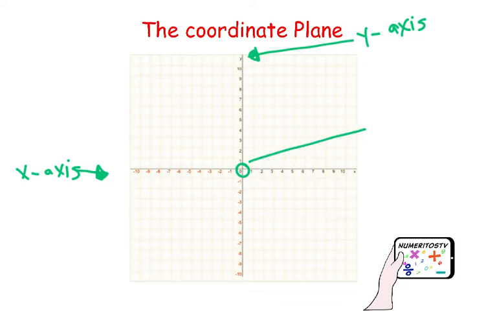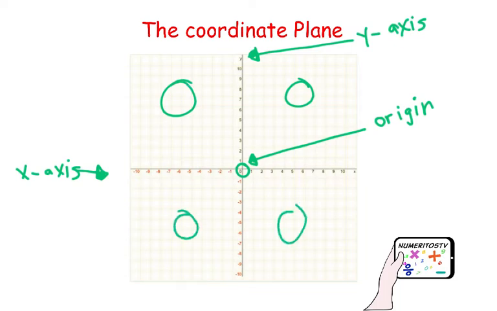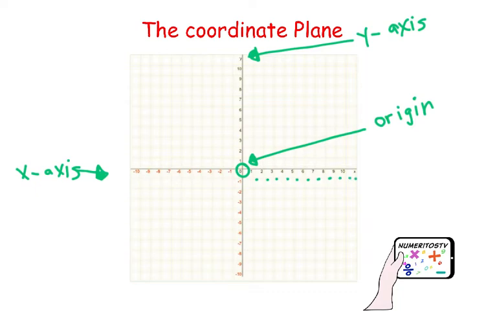Where they meet, where they intersect, is called the origin. And as you can see, when they intersect, there are four quadrants formed. 1, 2, 3, 4. These are the four quadrants that are formed. And they are numbered. So the first quadrant is where both x and y are positive. So here we can see that the numbers are positive on x. Here we can see positive numbers on y.